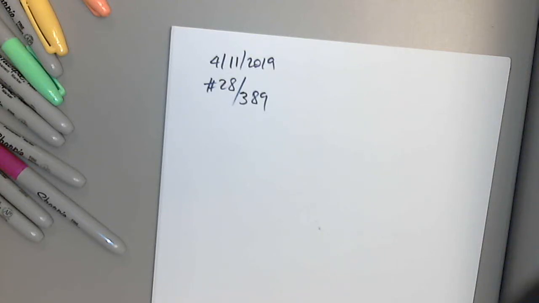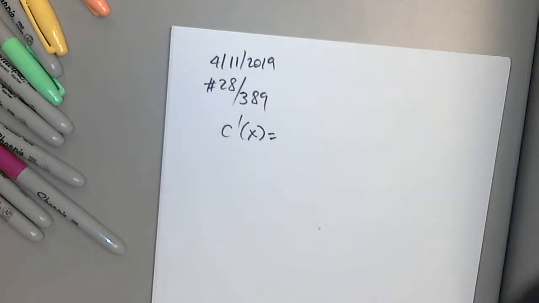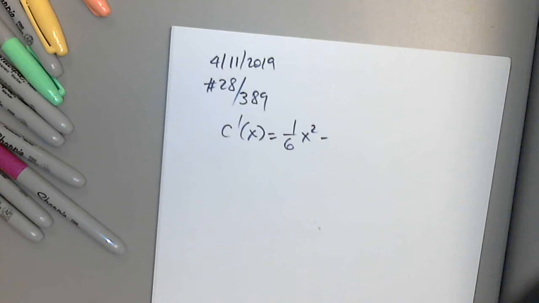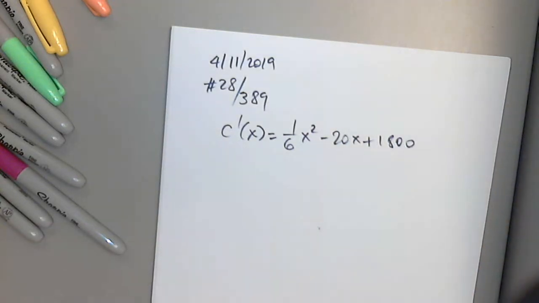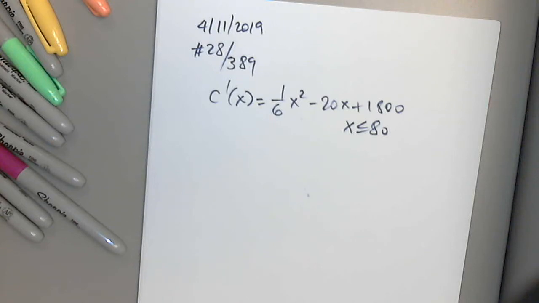Paving Incorporated has found that the marginal cost in dollars of paving a road surface with asphalt is given by the following. So they found the marginal cost, which is the derivative of the cost: C prime of x equals 1/6 x squared minus 20x plus 1800, for x less than or equal to 80, where x is measured in hundreds of feet.